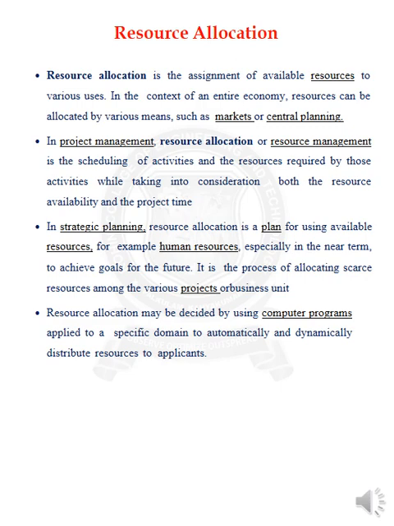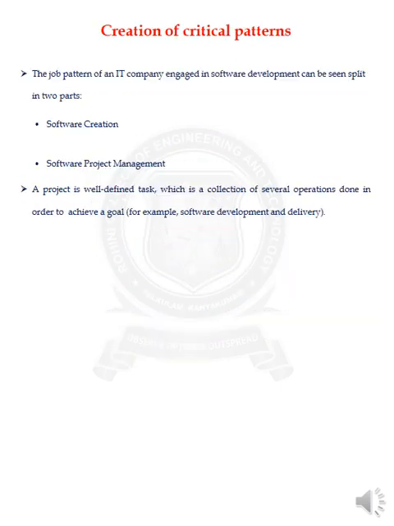In strategic planning, resource allocation is a plan for using available resources, for example, human resources, to achieve their goal for the future. In process, it's a process of allocating scarce resources among the various projects or business units. Resource allocation may be decided by using a computer program applied to a specific domain to automatically and dynamically distribute resources. Creation of critical path.